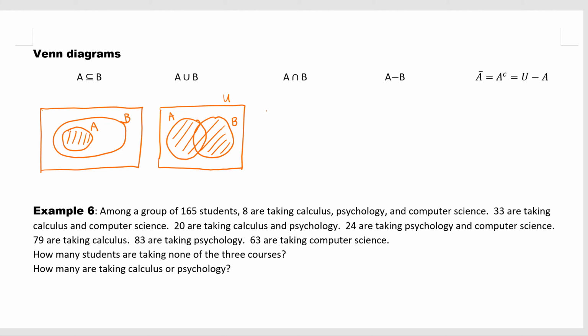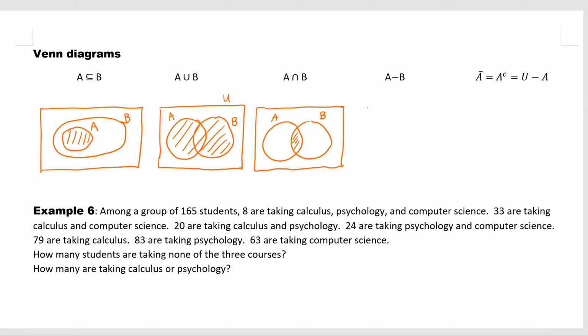Okay, how about intersection? Well, intersection, let's still draw. Let me make this bigger. Okay, so let's draw the two sets A and B. Okay, A intersect B means the common elements, right? The elements that are in both A and B, right?